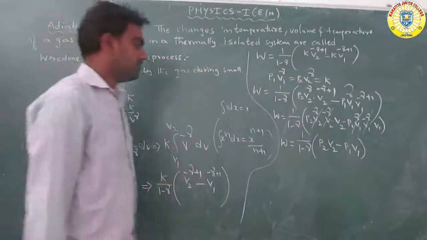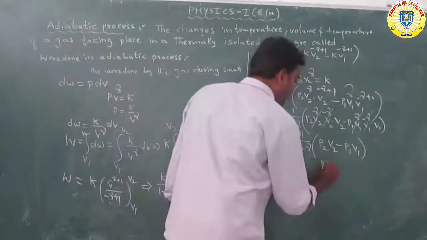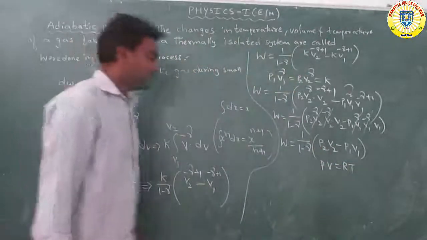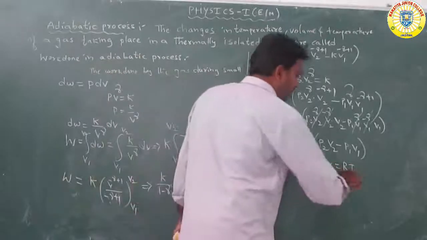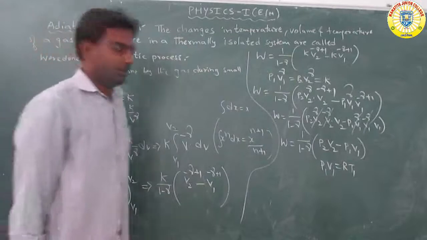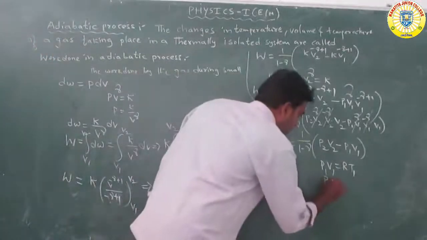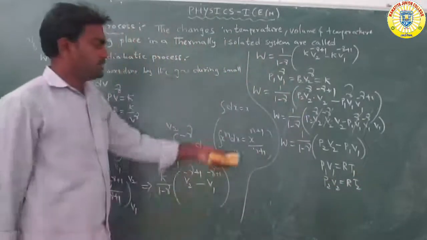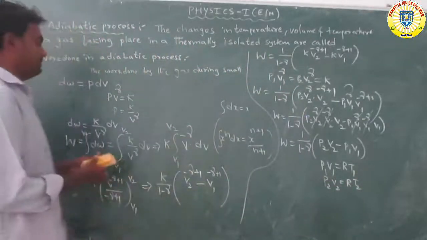Now we have taken an ideal gas. So the ideal gas equation is PV equal to RT. That means P1V1 is equal to RT1, and P2V2 is equal to RT2. Now we substitute these two equations into the equation.